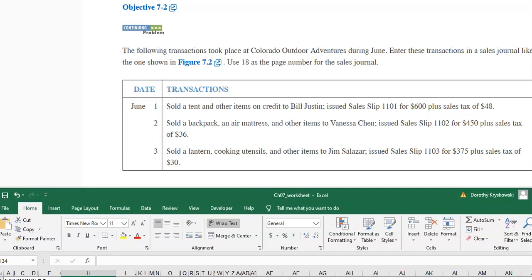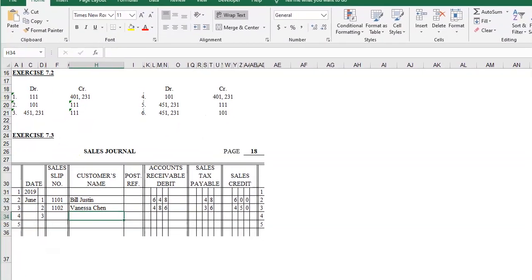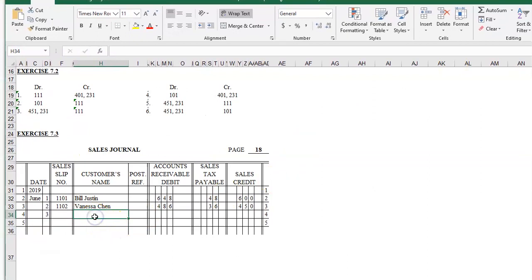Alright, let's take another look back here. Sold a lantern, cooking utensils, other items to Jim Salazar. Issued slip 1103 for $375 plus sales tax at $30. Okay, so you see we're just recording in the sales journal. This doesn't take a whole lot of thought. Okay, his sales tax was $30. And his thing was $375. That makes his total of $405.